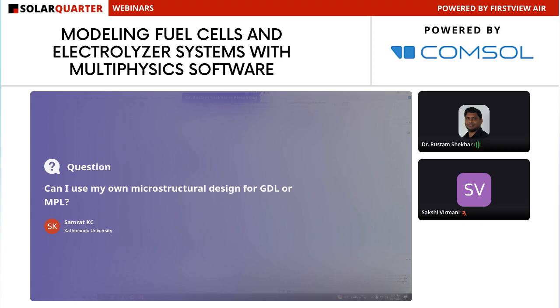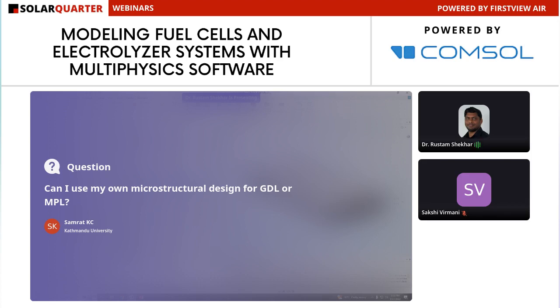Can I use my own microstructural design for GDL and MPL? If you have your own structures for GDL and MPL, there can be two ways to address that query. The first one is to use the effective properties. Let's say in this particular fuel cell, if I go to the GDL, then I can specify the conductivity, volume fraction, and the permeability for that. So this is one way to do it, where you get the effective properties for your microstructures and deploy them.